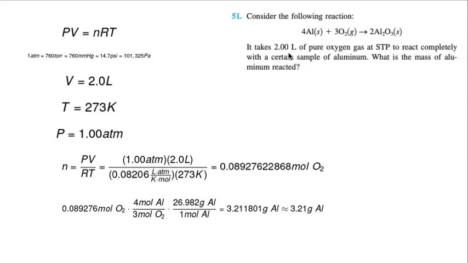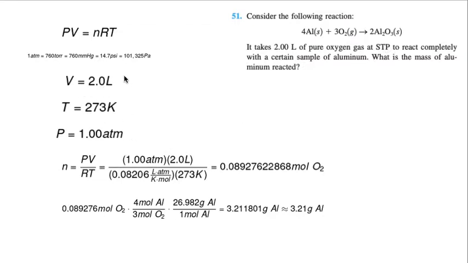It takes 2 liters of pure oxygen gas at STP to react completely with a certain sample of aluminum. What is the mass of aluminum reacted? Again, identify what's given to you. You have 2 liters for the volume. At STP, standard temperature and pressure for gas is 273 Kelvin for the temperature and pressure 1 atm. So we're given the temperature and pressure in addition to the volume.